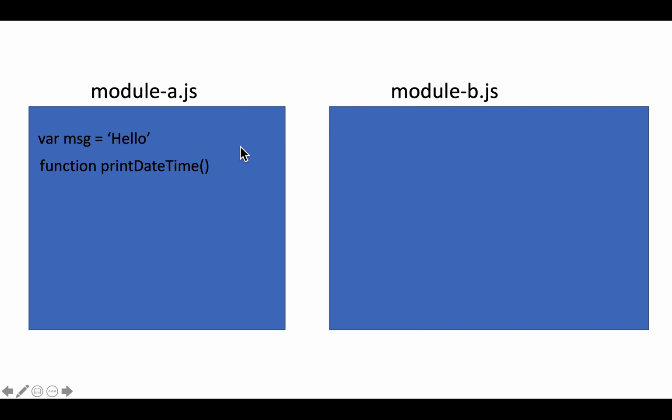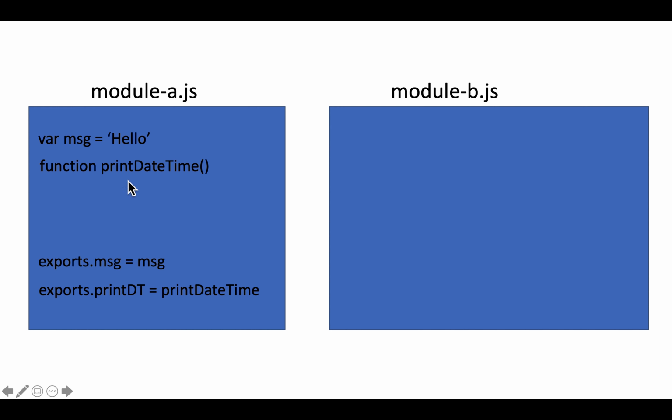In order to make them accessible to module B, module A has to explicitly expose them by using a keyword called exports. So exports.msg = msg. This msg refers to the first variable. The name can be anything, but here I'm simply using the same name. Then this is the name of the function, and it can be any name, but I'm just calling it print.dt. Of course, you can call it print datetime, no problem.